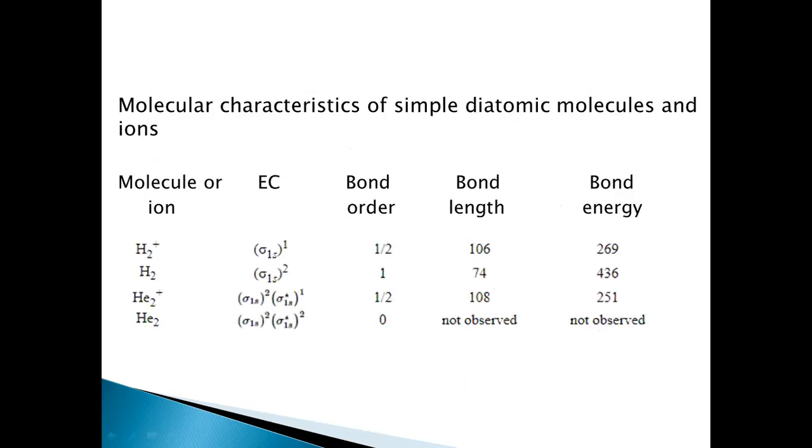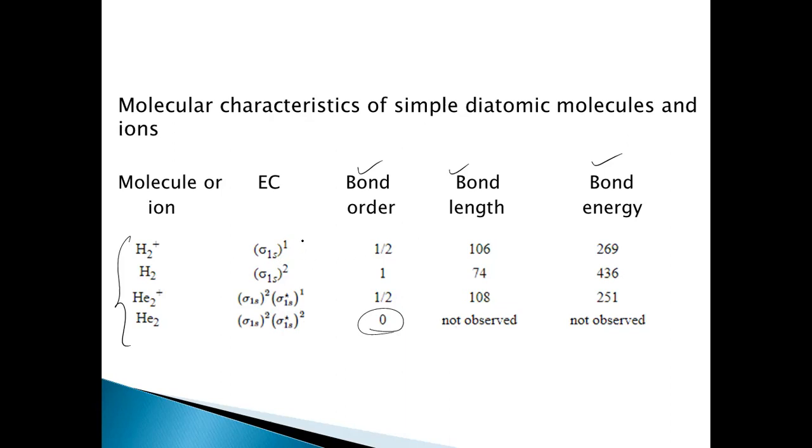So when we come to the molecular characteristics, like bond order, bond length, and bond dissociation energy of different diatomic molecules and their ions, the simple diatomic molecules, let's look at it. For H2 plus, the electronic configuration is sigma 1s1. Bond order is half. For H2 it is 1s2, bond order is 1. He2 plus is sigma 1s2, sigma star 1s1, bond order is half. And He2 is sigma 1s2, sigma star 1s2, the bond order is 0, so this molecule does not exist at all and the rest of the properties cannot be studied, right?